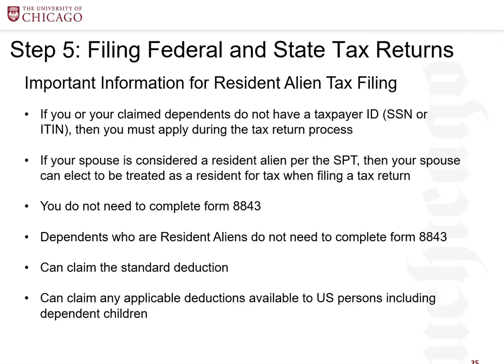And if your dependent is a resident alien, so for example, if your dependent was born in the U.S., they do not need to complete an 8843, so you would not need to complete that on their behalf. As a resident for tax, you are eligible to claim the standard deduction, and you can claim any applicable deductions available to U.S. persons, including your dependent children. You just have to apply for a tax ID for them during the filing process.